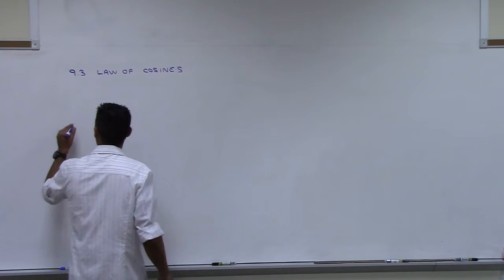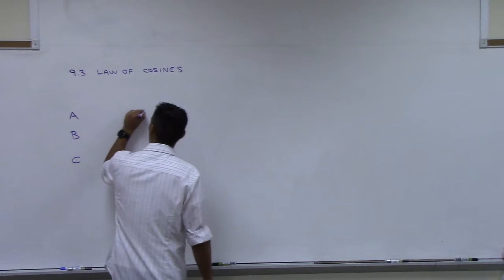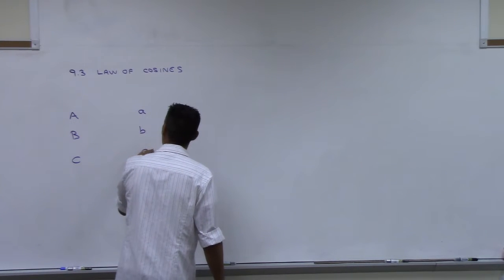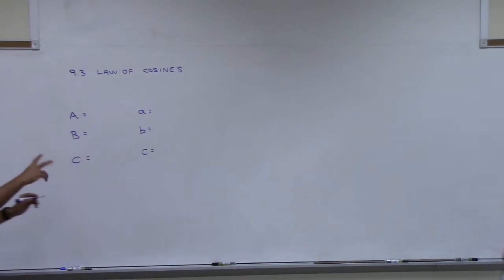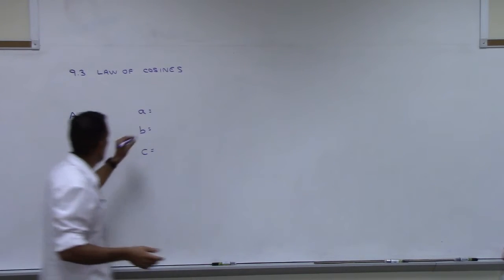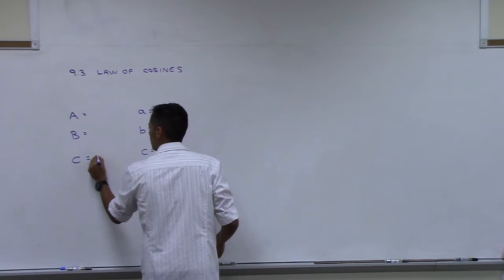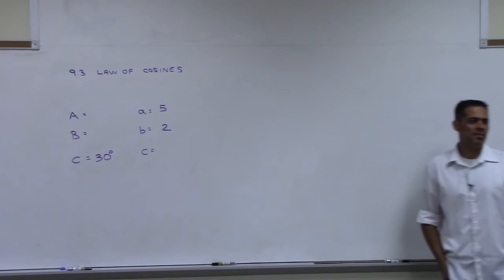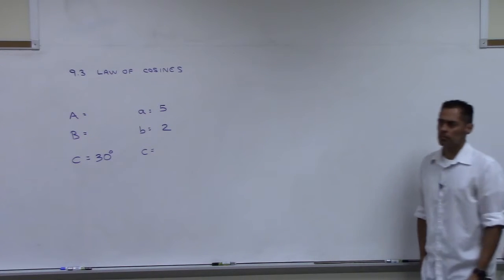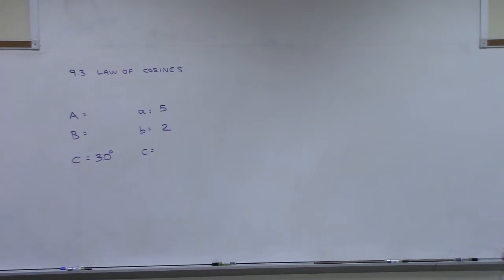Now let's look at an example where we would not be able to use law of sines. We talked about this earlier. Someone brought it up. What if we had A was 5, B was 2, and C was 30 degrees? Can we use law of sines here?